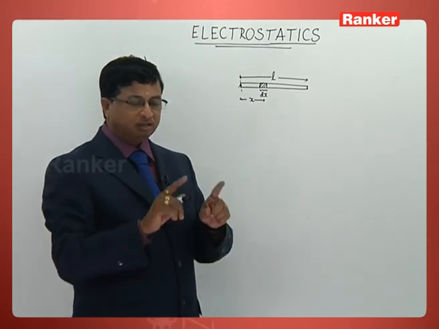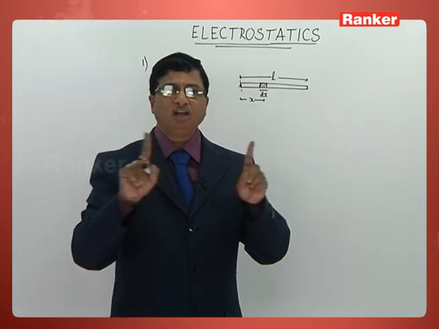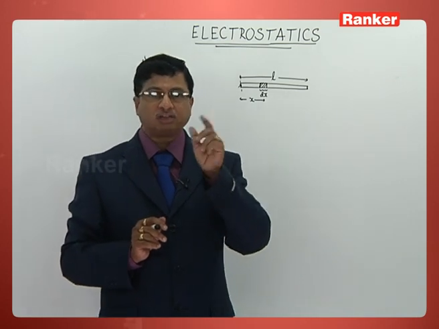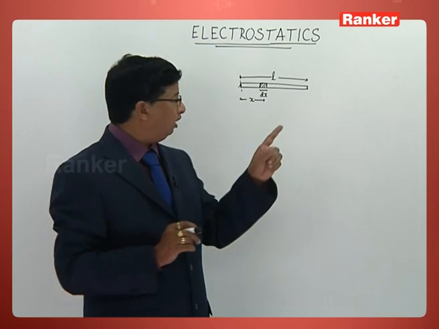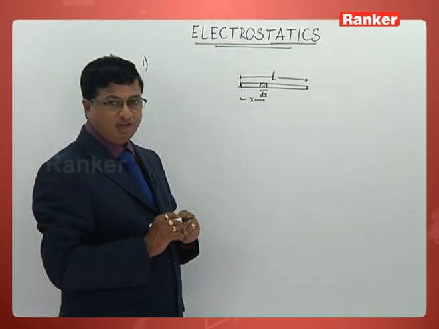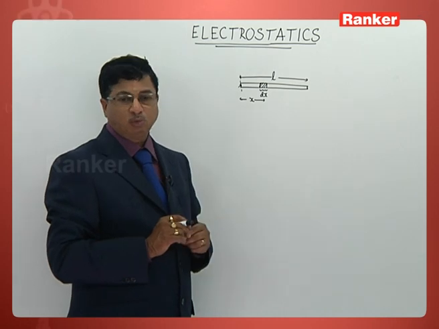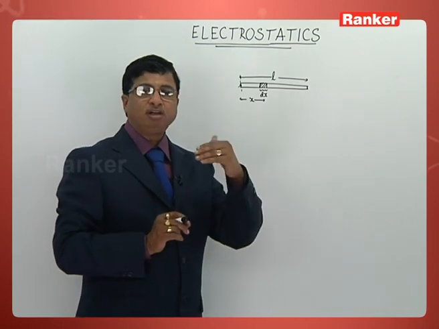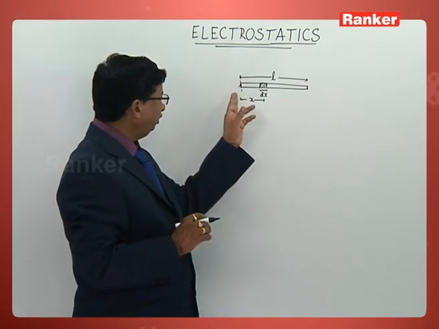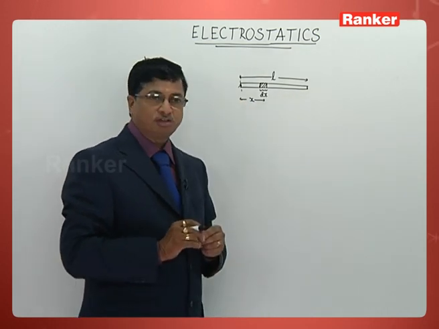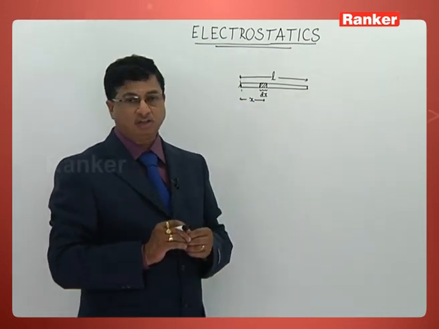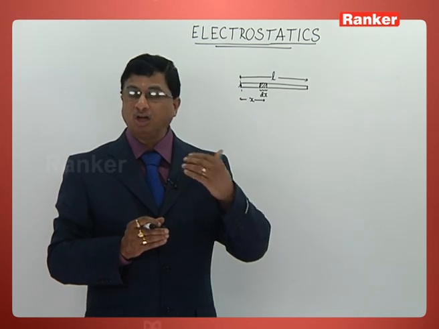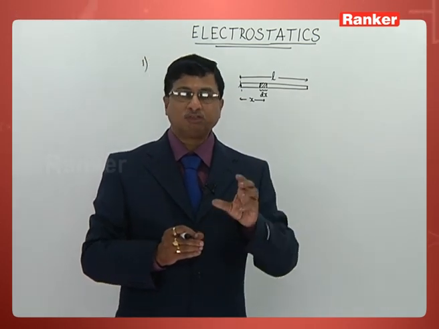Instead of taking the entire rod as a single element, I consider a small element of thickness dx, which is at a distance x from one end of the rod. After calculating the value for this element, I integrate it between the limits 0 and L to get the total charge on that rod. This is the methodology I am adopting to work out this problem.